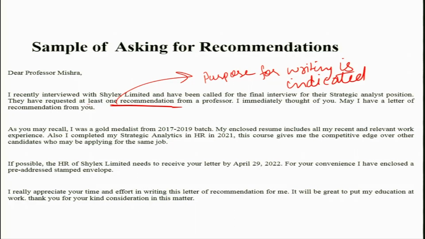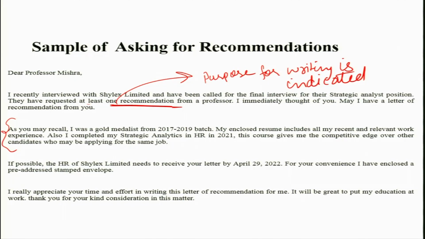As you may recall, I was a gold medalist from the 2017 to 19 batch. My enclosed resume includes all my recent and relevant work experience. Also, I completed my strategic analytics. What are you doing in the second paragraph? Did you notice? You are just trying to make that person remember what you did in the past, where you were good, where you were competent, so that he can refresh his memories of you.